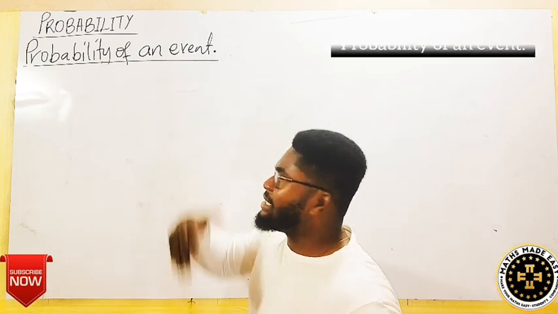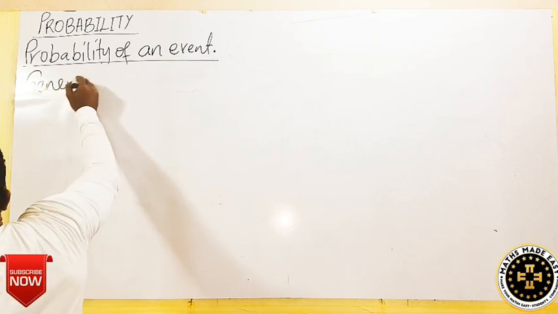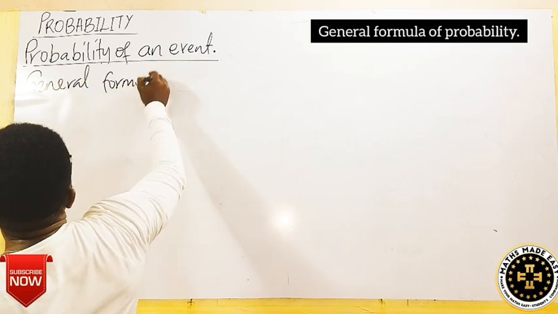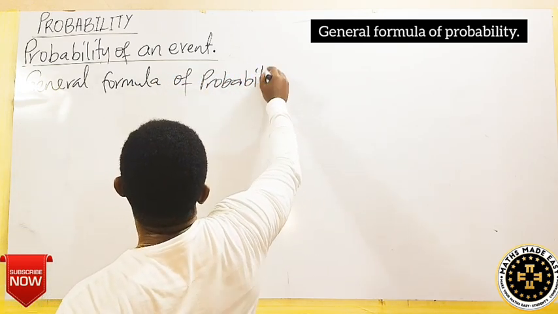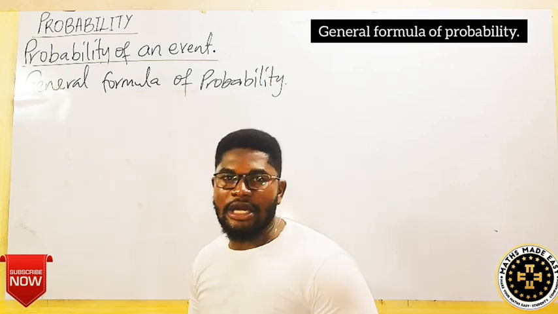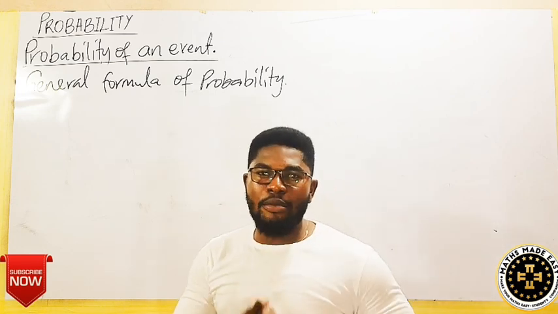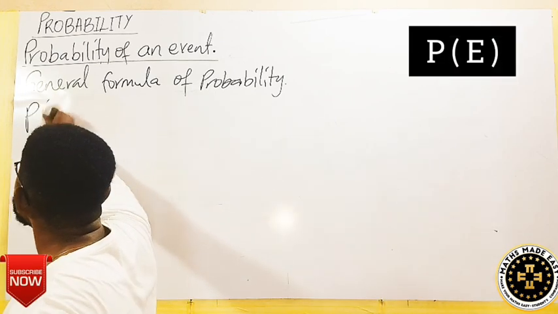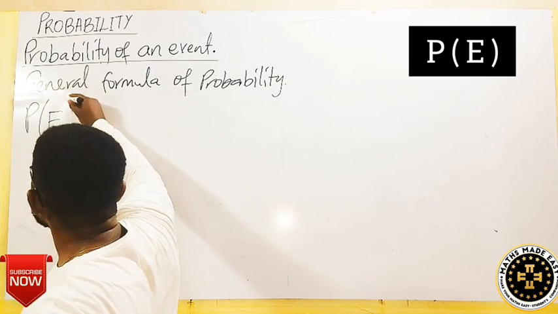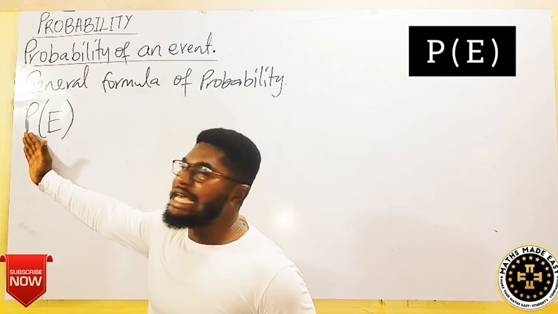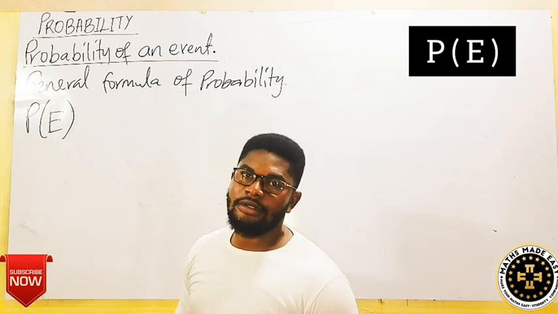Now, this here will give us the general formula of probability. Good. Now, this is how it is done. Probability of an event has a symbol. Mathematically, this is the symbol for probability of an event: P of E, where P is probability and E is the event. So, probability of an event.